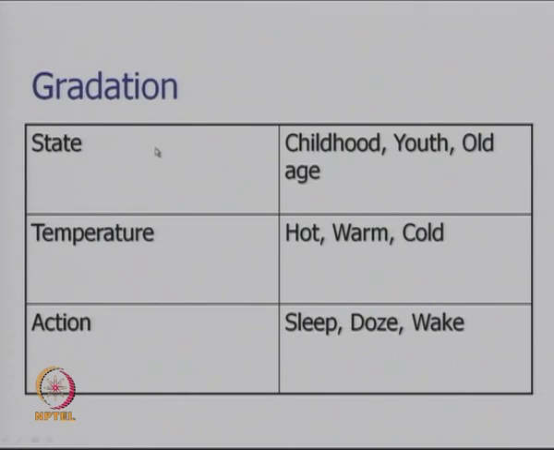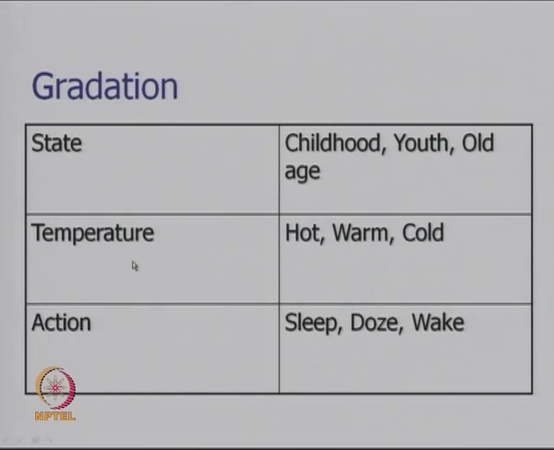Gradation is a spectrum on antonymies. For example, as given here, state gradation: childhood, youth, old age. So, childhood and old age are antonymous to each other, these are two ends of the spectrum. Youth is a stage in between.